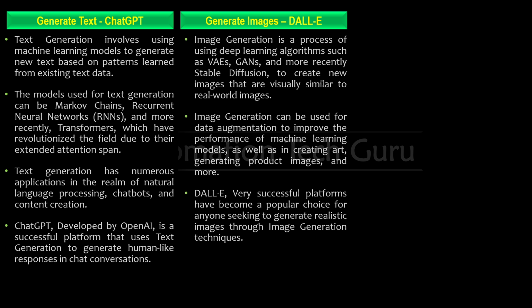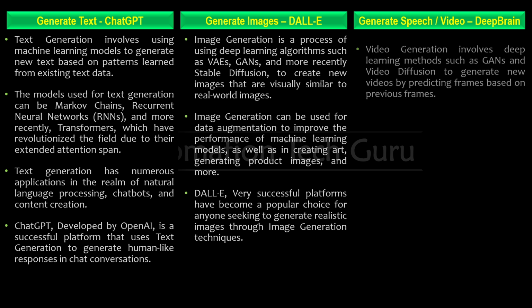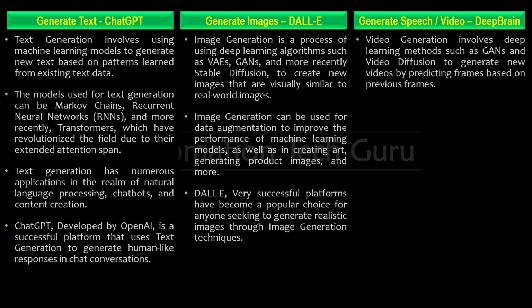DALL-E is a very successful platform and has become a popular choice for anyone seeking to generate realistic images through image generator techniques. Generate speech and video: we can use the DeepBrain tool, which is required to generate speech. Video generation involves deep learning methods such as GANs and video diffusion to generate new video by predicting frames based on previous frames.